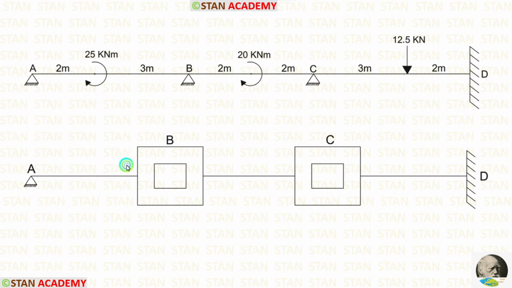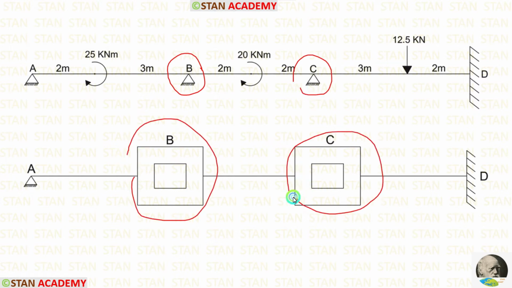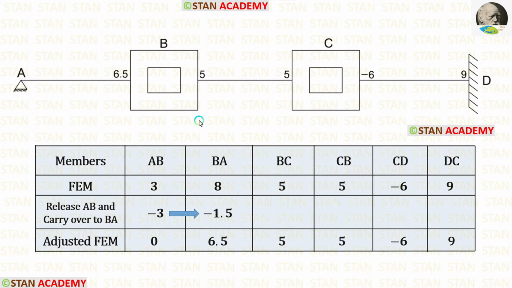In Kani's method, we have to make boxes like these in the joints. In this beam, there are two joints, joint B and joint C. So in these joints, we are making these boxes. Then let us enter the fixed end moments. For AB, it is 0, so no need to enter. For BA, it is 6.5. For BC, it is 5. For CB, it is 5. For CD, it is minus 6. And finally, for DC, it is 9.